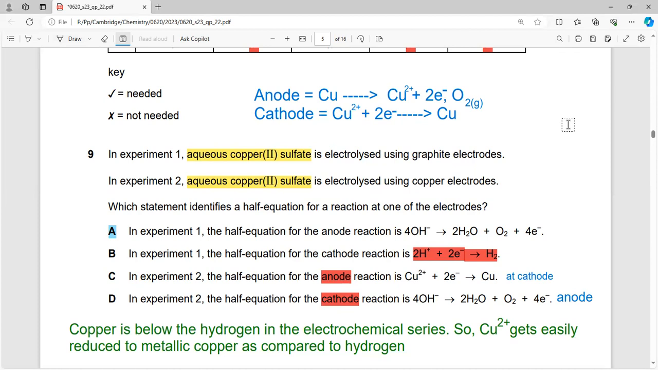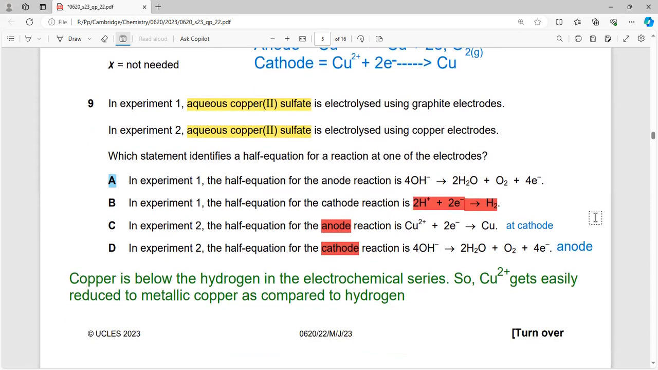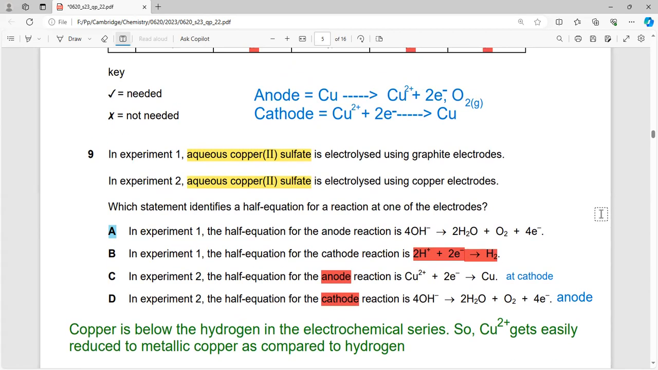What is released at the anode? In experiment number 1, the half equation of the cathode reaction is given as hydrogen. Here, the hydrogen is wrong. Hydrogen gas will not be released. The reason is that copper is below hydrogen in the electrochemical series, so hydrogen is more reactive while copper is less reactive. In that way, copper can reduce more easily compared to hydrogen, so copper will be released at the cathode rather than hydrogen. So that is a wrong statement.